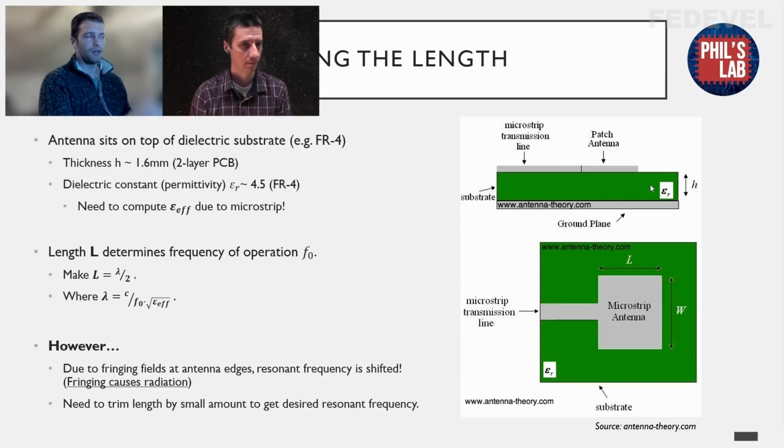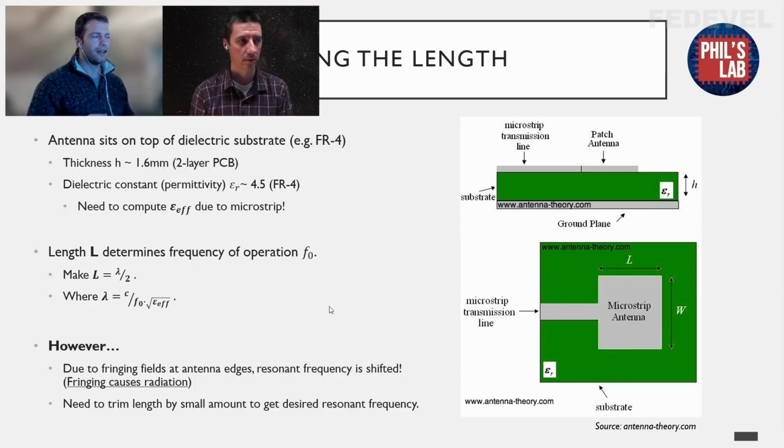Now, given that this is a microstrip, the microstrip isn't embedded in the substrate. Some fields will be in the air and some fields will be below in the substrate. So you can't use epsilon r directly. So you need to calculate the effective permittivity, and there are calculators online to do that. The only problem is you kind of need to know the width of the trace beforehand, which is a slight catch with calculating the effective permittivity.